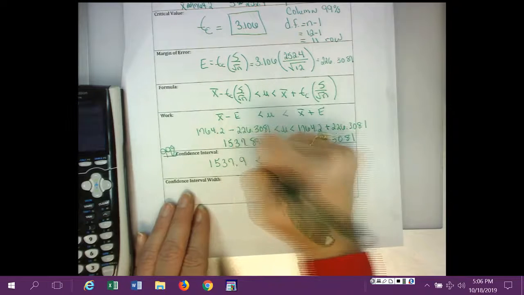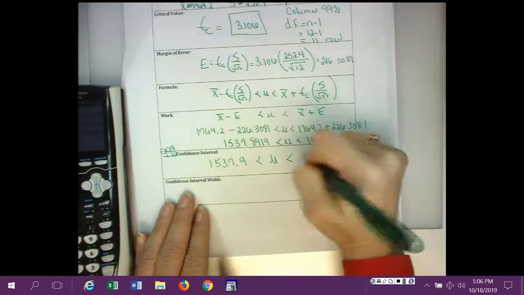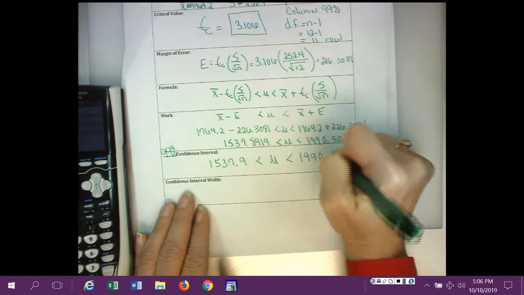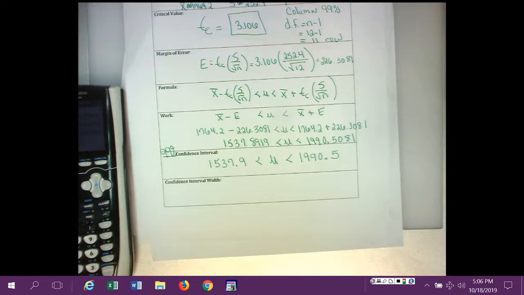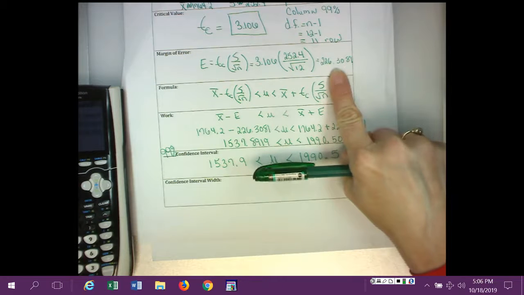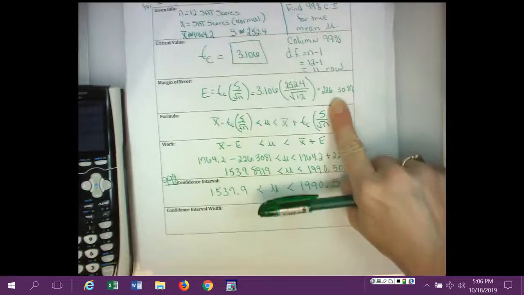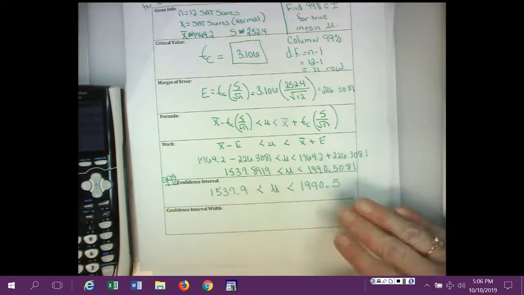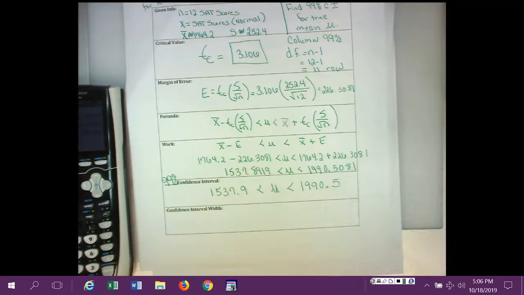1537.9, 1990.5. Final answer, by hand, using a rounded sample mean, a rounded sample standard deviation, and a rounded margin of error. So we did quite a bit of rounding throughout to do this by hand. But this is how I'll make out your quiz and your test in terms of answer choices.